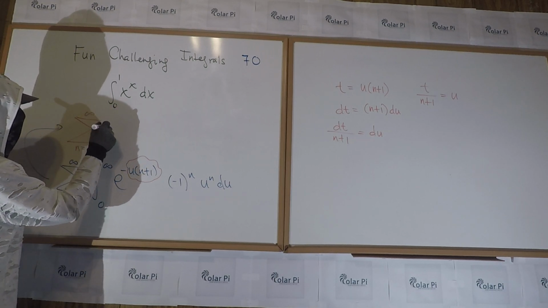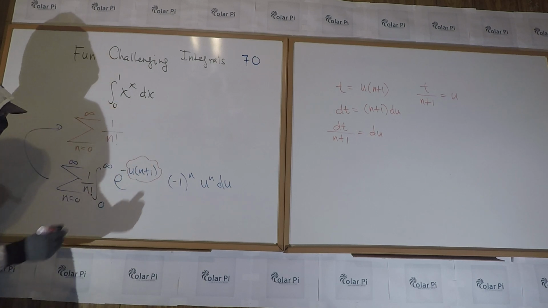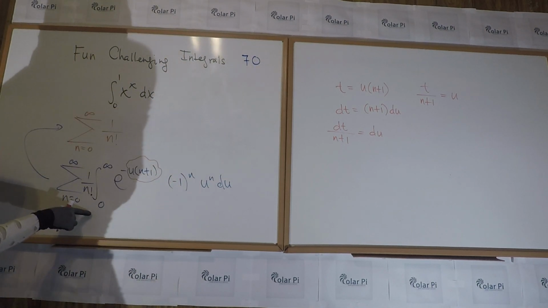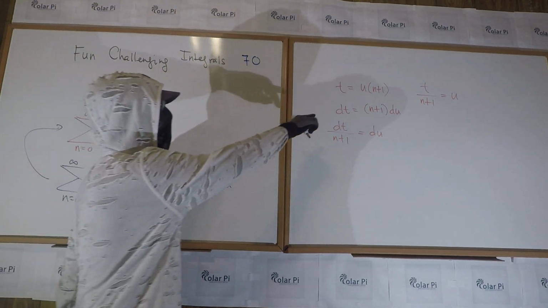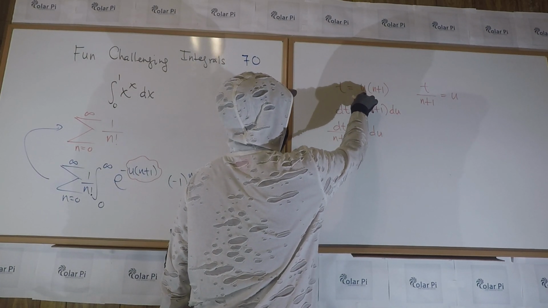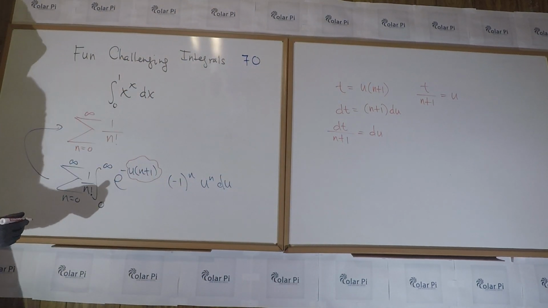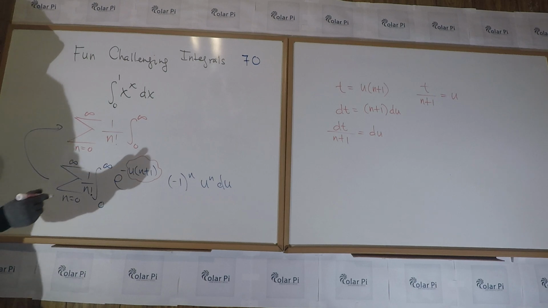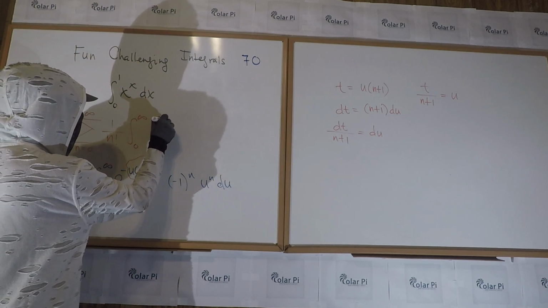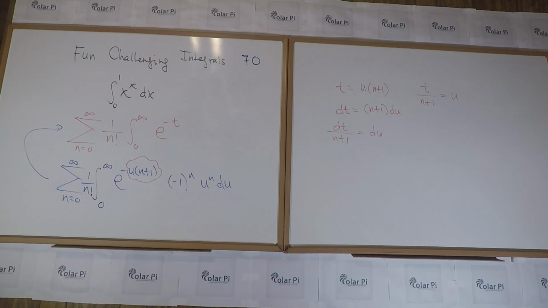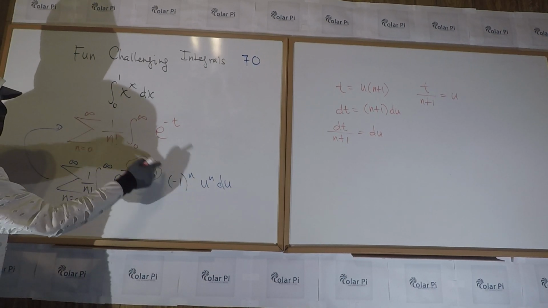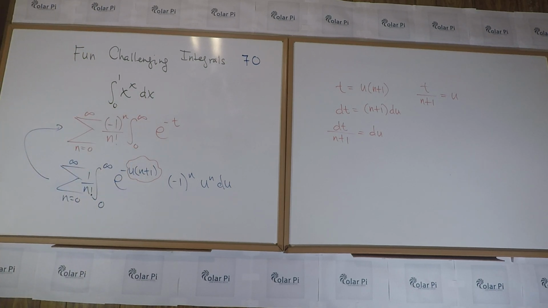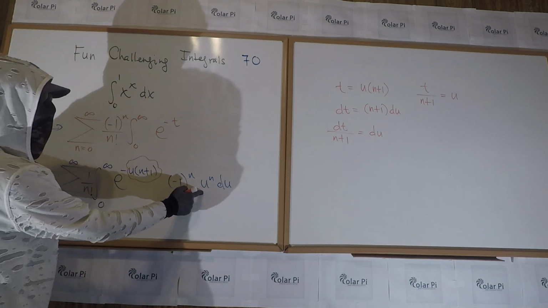1 over n factorial. And then notice that the switch from u to t doesn't affect the limits, because as u goes to infinity, so does t, and when u is 0, so is t. So 0 to infinity, and then we have e to the minus t. That's nice. And then negative 1 to the n, I could write right here. Negative 1 to the n. And now we have u to the n.